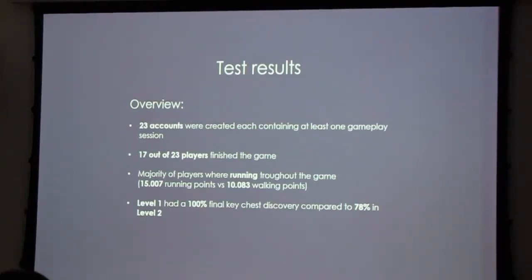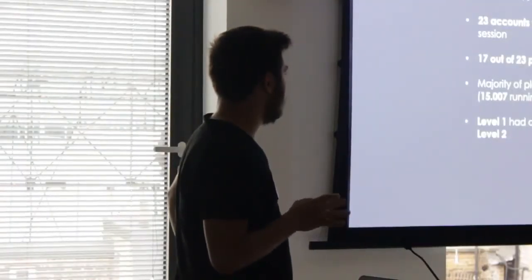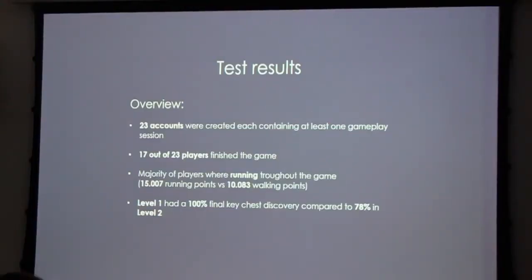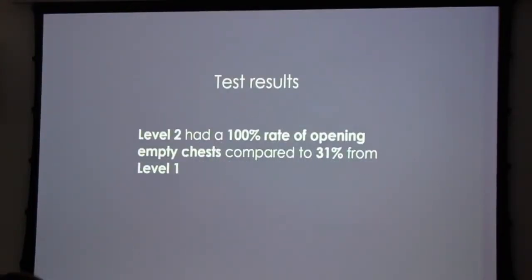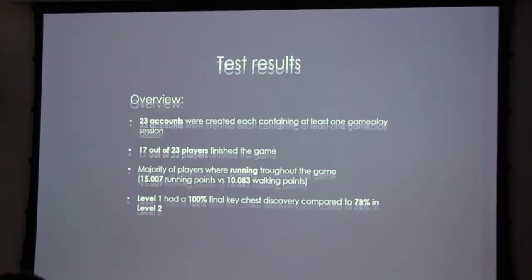As you can see, the first level had a 100% chest discovery, so pretty much every player found each of the chests in the first level, whereas the second one was a bit more tricky, because some of them dropped off as well, they couldn't manage to. This is the empty chest. So that was the final. What I mean by final chest, maybe I got you confused there. The final chest is the one that has the key, which lets the player escape the dungeon.